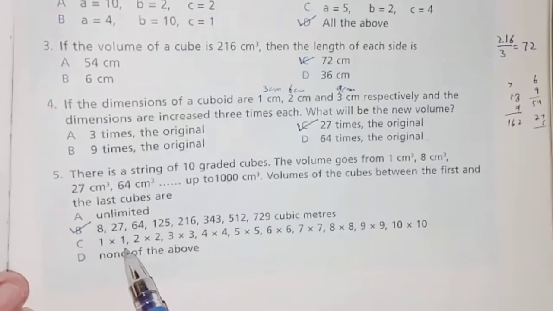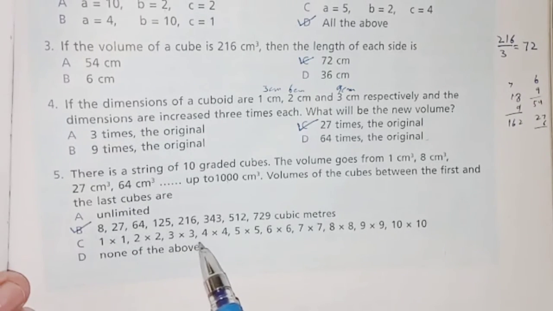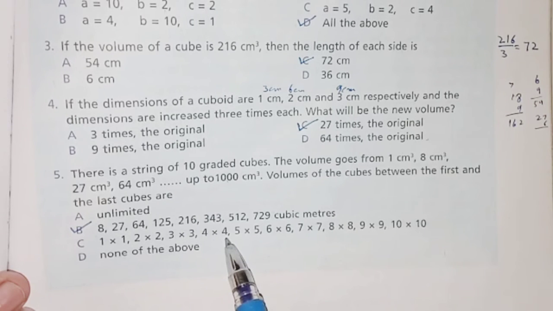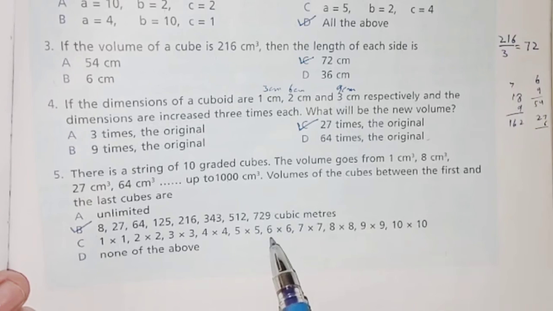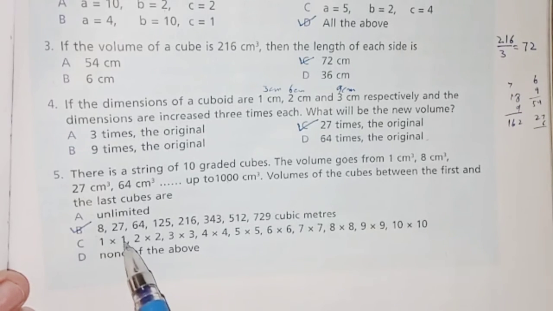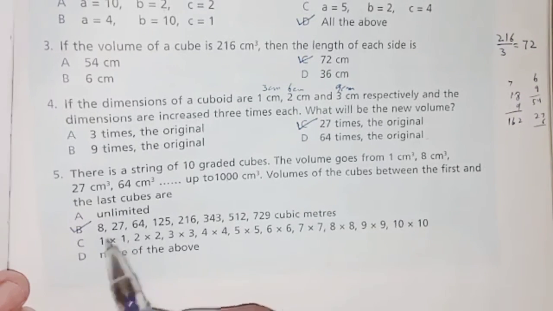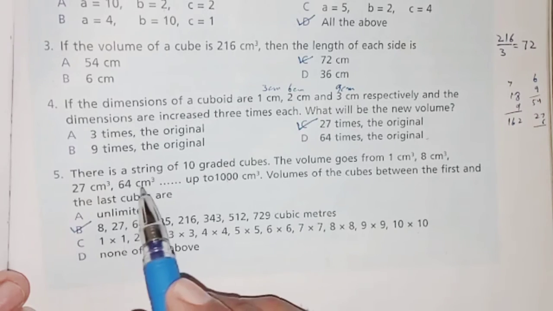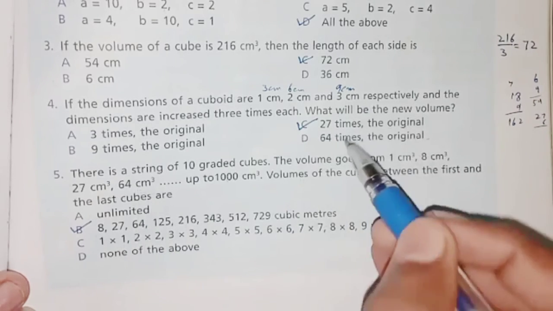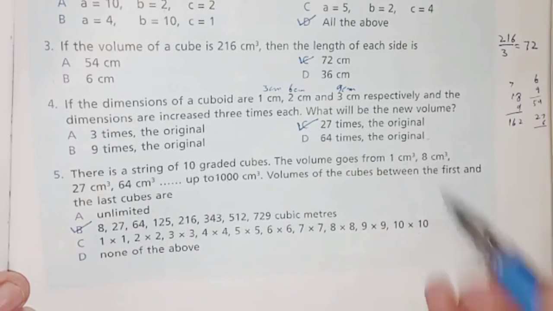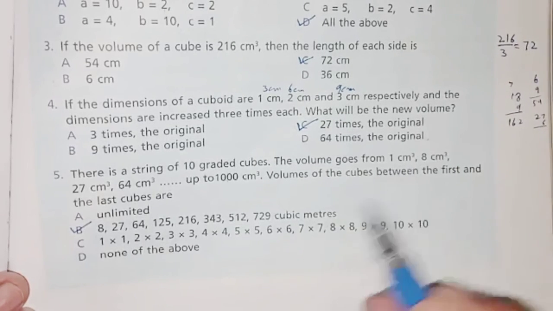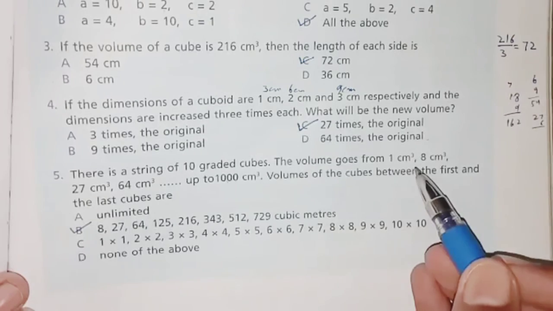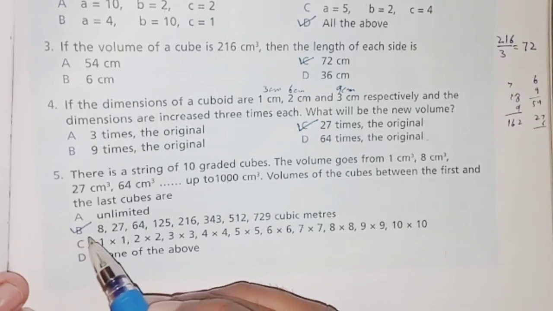Option C is given as 1 multiplied by 1, 2 multiplied by 2, 3 multiplied by 3, 4 multiplied by 4, 5 multiplied by 5. That is not correct because these values are multiplied 2 times, and volume is got when 3 values are multiplied, meaning to say a single value is multiplied 3 times. So option B is correct.